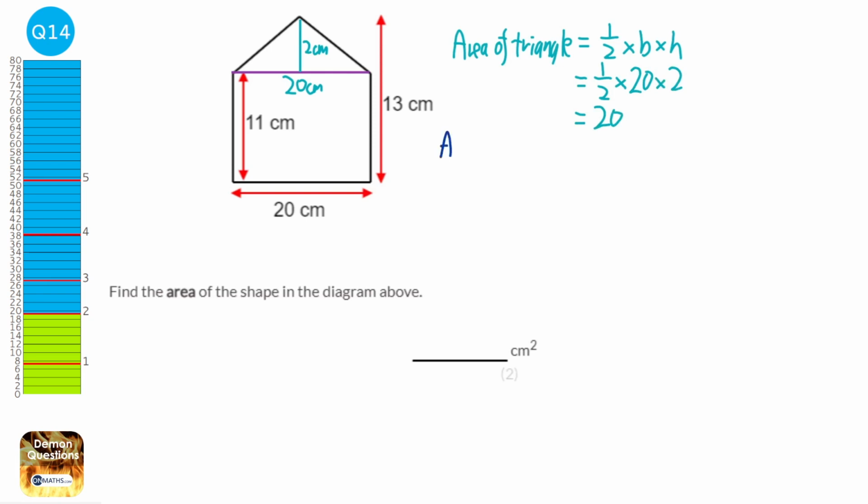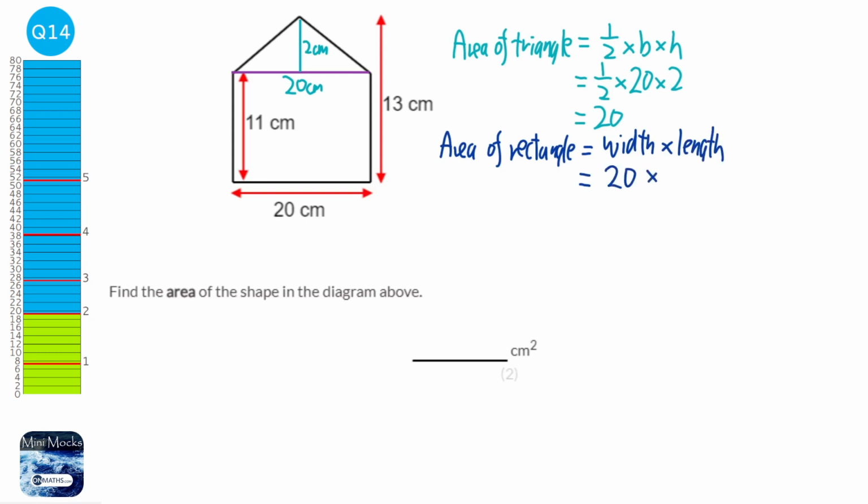Now let's work out the area of the rectangle. And that's just going to be the width times the length. Width is 20. The length is 11, so that would be 220.